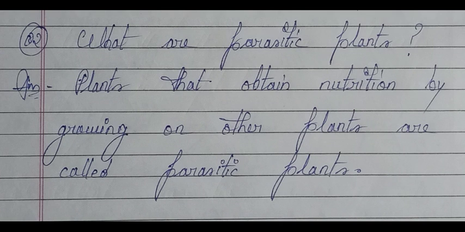Now, the next question is, what are parasitic plants? Just now, I have discussed with you about the parasitic plant. The plants that obtain nutrition by growing on other plants are called parasitic plants. I have given you an example by showing the picture of dodder, which is an example of a parasitic plant.